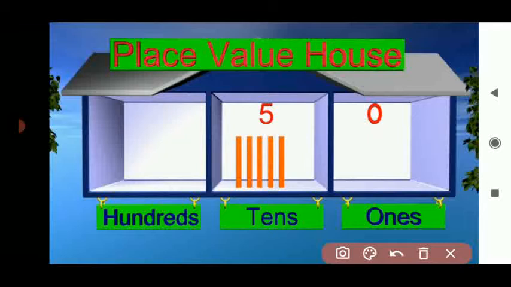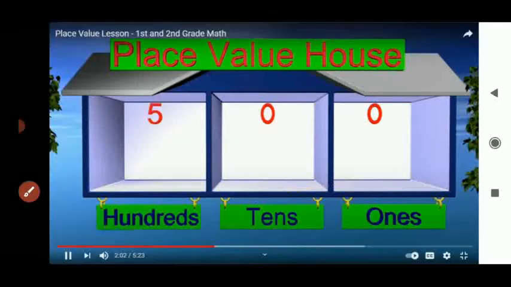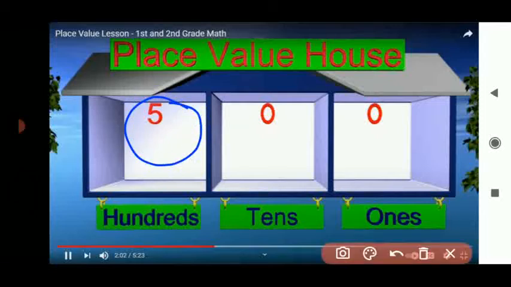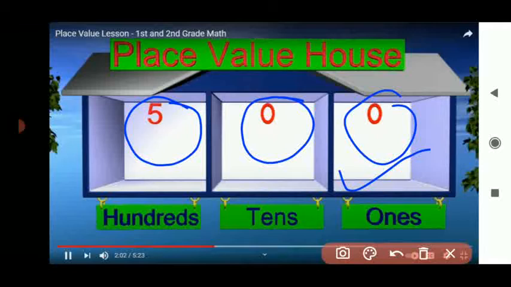Now, what will happen if we move this 5 to the hundreds place? You can see here, now I have moved the 5 into the hundreds place. But we cannot leave the middle room empty. So, what will we do? We will fill it with 0. If there is nothing in the room, we put 0. So, the number will become 500.